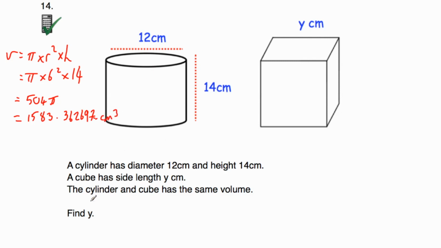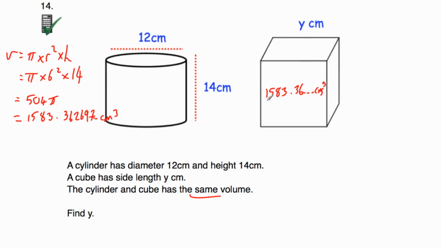Now we're told in the question the volume of the cylinder and the cube are the same. So that means the volume of this cube is either 504 pi or 1,583.36 and so on centimeters cubed. So we've now found the volume of this cube. Now remember, with a cube, the length, the width and the height are all the same. They're all equal to y centimeters. So we do y times y times y, and that gives us the volume.